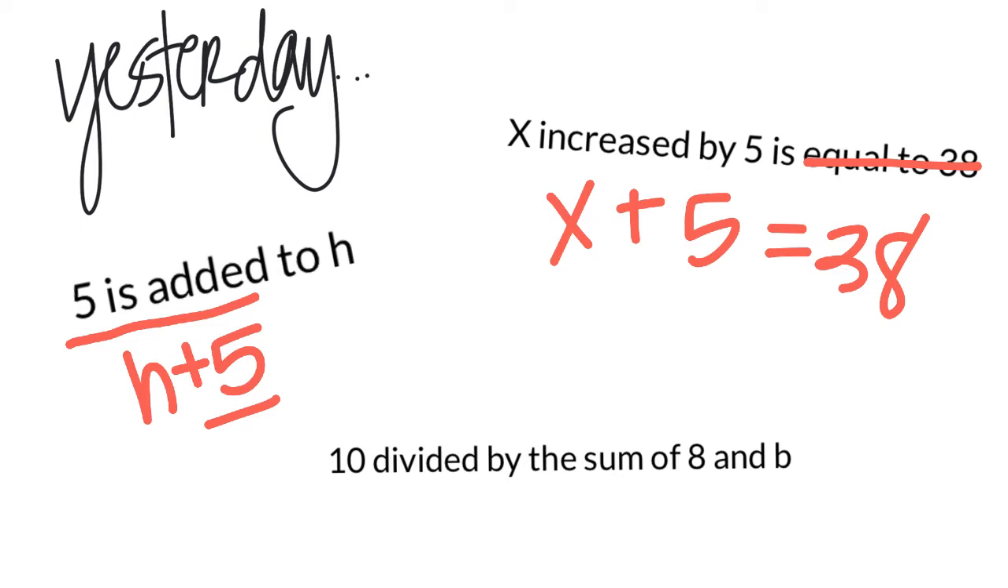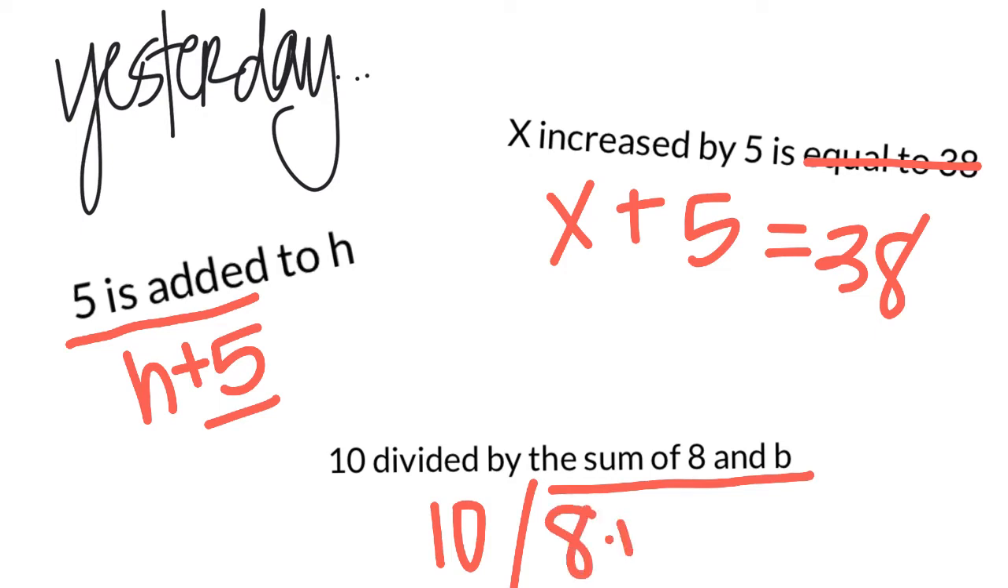And then the last example from yesterday would be 10 divided by the sum of 8 and b. Some of you got confused if the 10 would go on top or the bottom, or if I put that down first. Well, if it's 10 that you're wanting to split up, the 10 would come first. So I'd have to add 8 and b, and it'd be 10 over, or divided by, 8 plus b. That's all you're doing. You're not having to solve or do anything else with it. You're just writing out what the words or the sentence would look like as an expression or an equation.